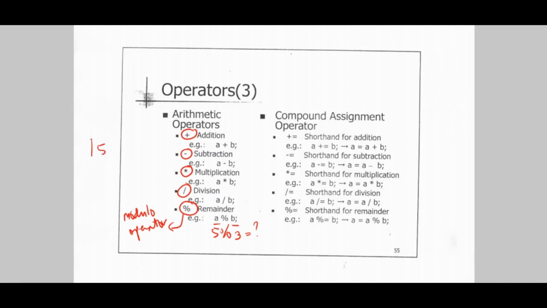Dividing 5 by 3 would give you 1 as a quotient. Okay, so we call this the quotient. And 1 times 3 is 3, minus, 5 minus 3, that's 2. 2 is the remainder. So the value here is 2. When you say 5 divided by 3, that gives you 1. But when you say 5 % or modulo 3, that gives you 2.